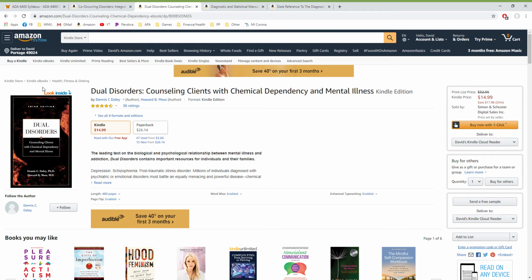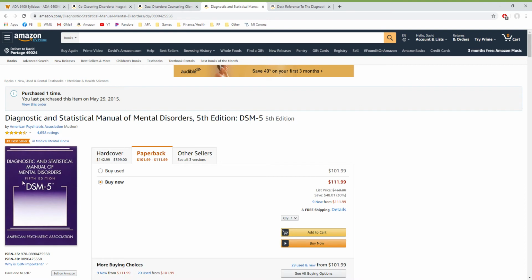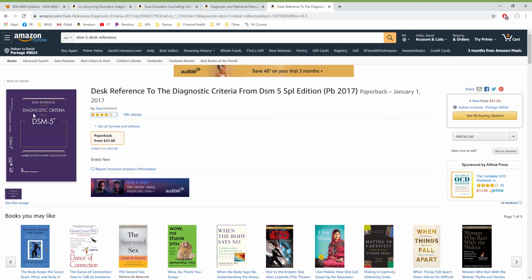There are two other textbooks that I highly recommend, one or the other. One, of course, is the DSM-5. The reason why I highly recommend getting this is because I will require students to mention and state specific symptoms. So I want to see the specific symptoms from the DSM mentioned when we're talking about diagnostic criteria for our case examples. Another important alternative to the DSM-5 is the DSM-5 desk reference.